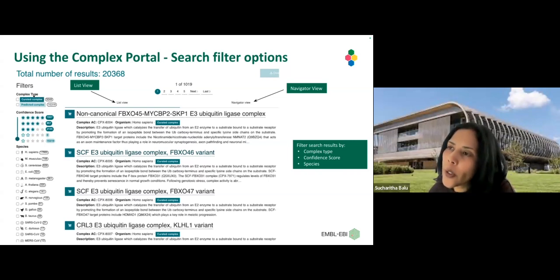Starting with the complex type filter, you can select whether you want to look at curated or predicted complexes. Then you can also slide this confidence score tab up and down, according to the level of confidence that you're willing to accept for this complex, or you can use this species filter here. This is what we call the list view when you have a lot of complexes, but you can toggle between this list view and this navigator view. Just click on either of them.